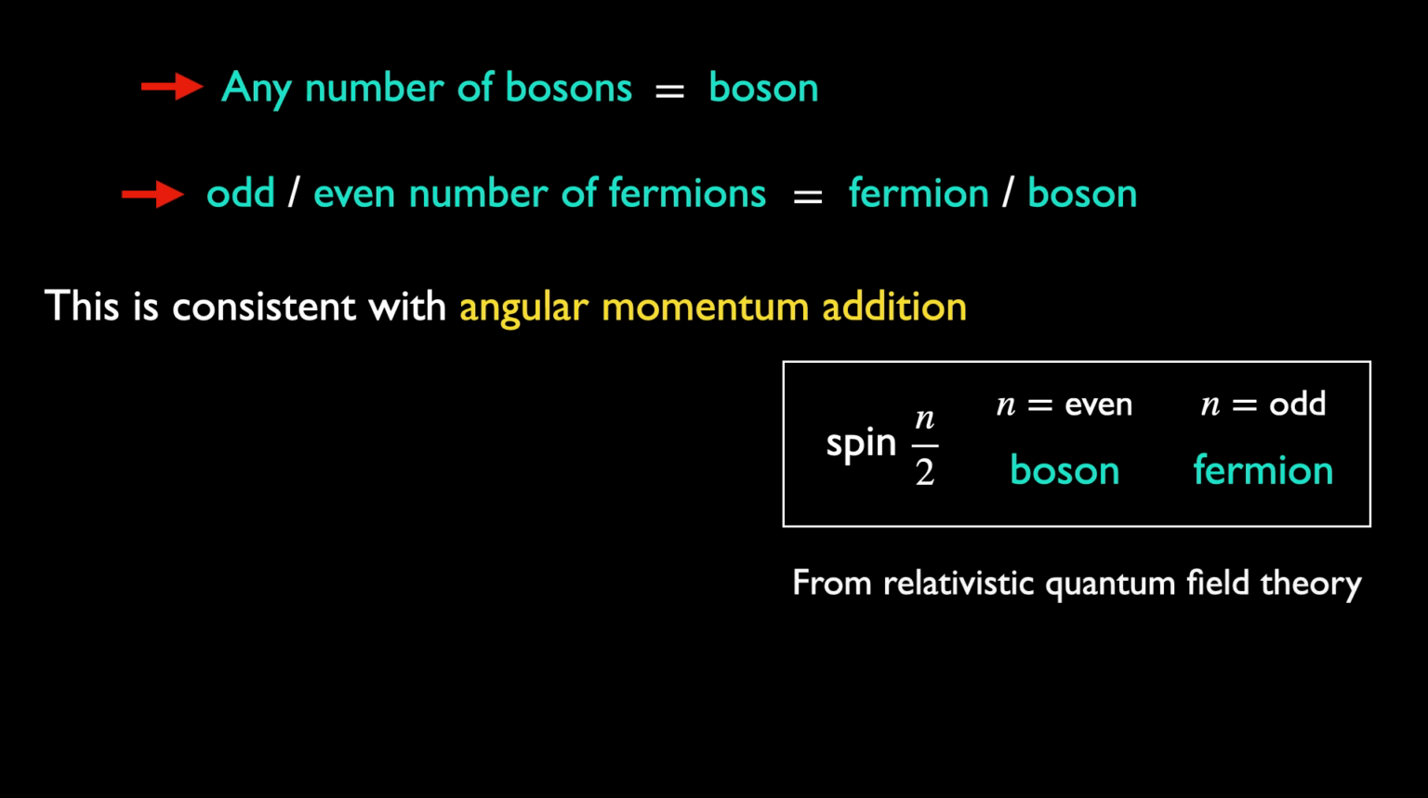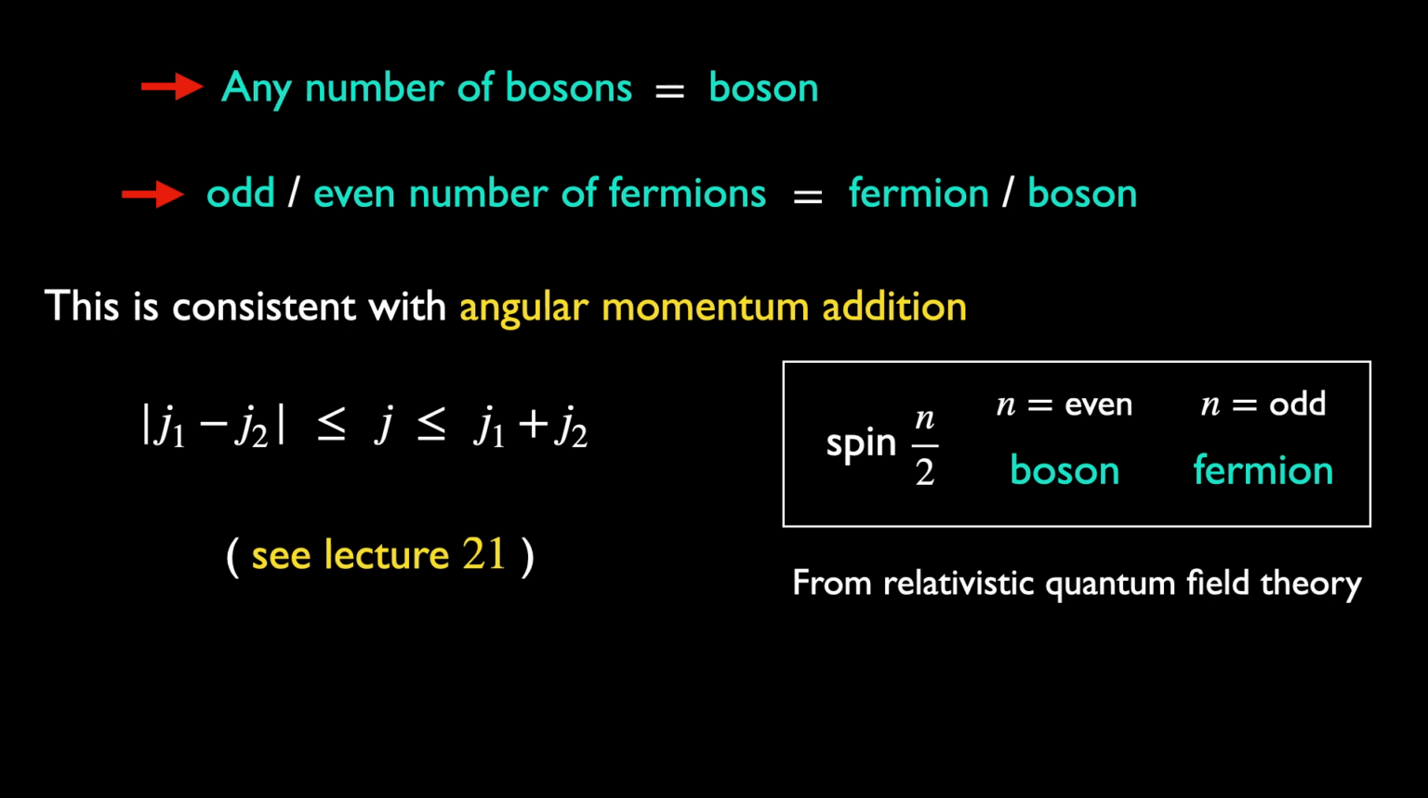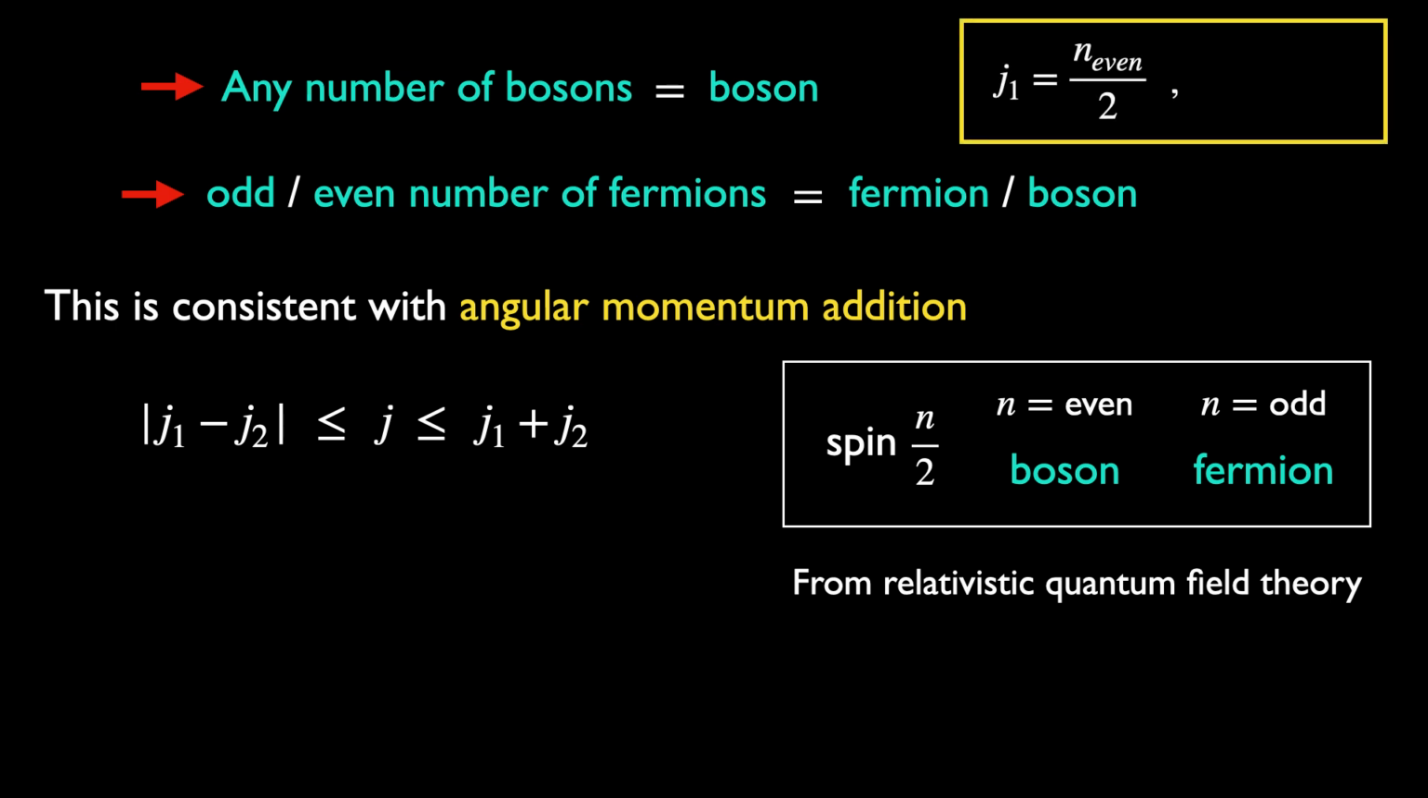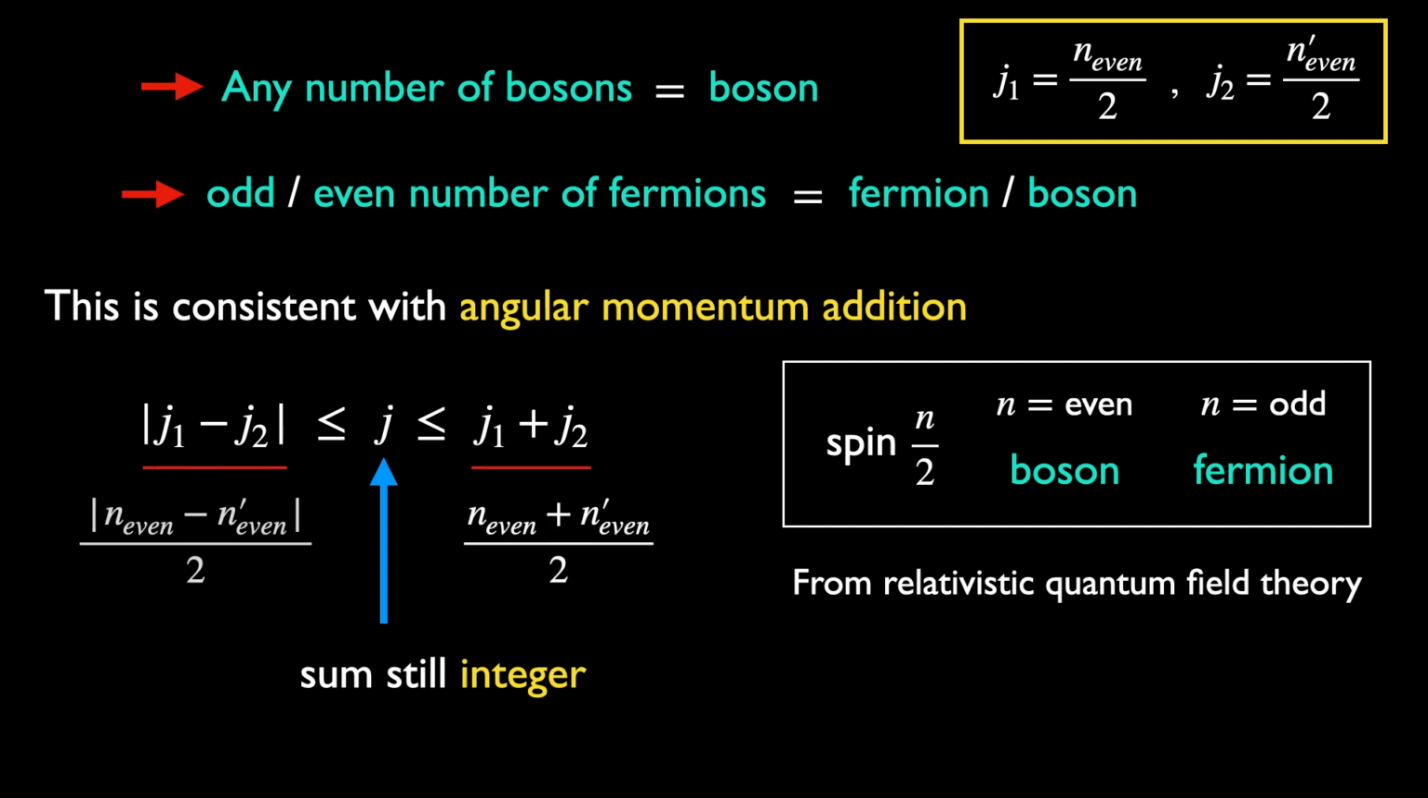Recall how two angular momenta J1 and J2 are added. The resulting angular momentum J could take values between J1 plus J2 and the absolute value of their difference at integer intervals. Suppose both J1 and J2 are of integer values. Then the resulting total angular momentum J must also be of integer values. We can see this from a simple calculation. Both the upper and lower bounds of J must be integers.